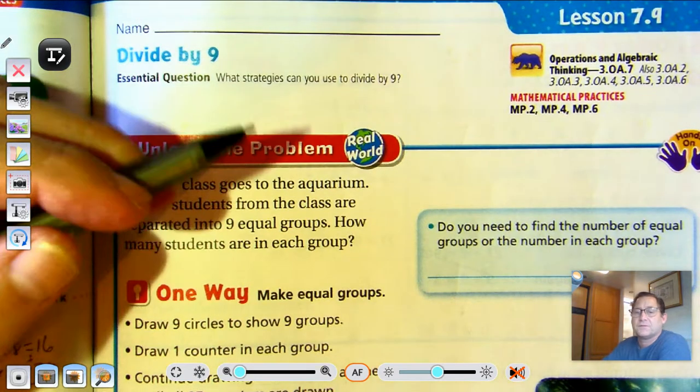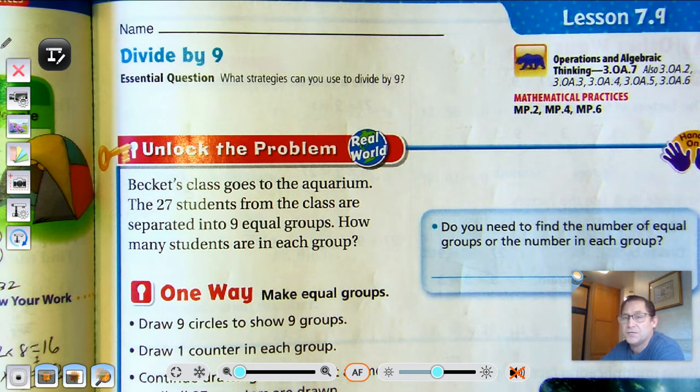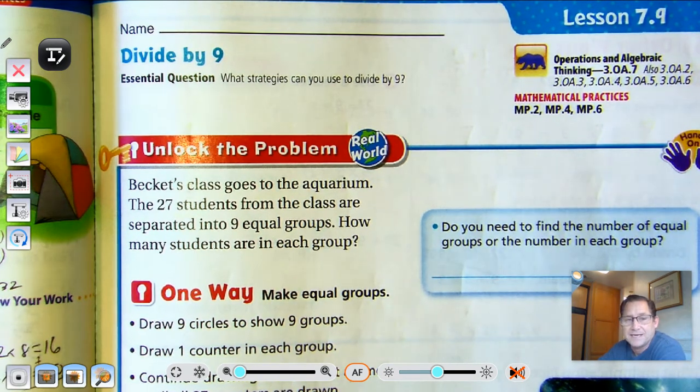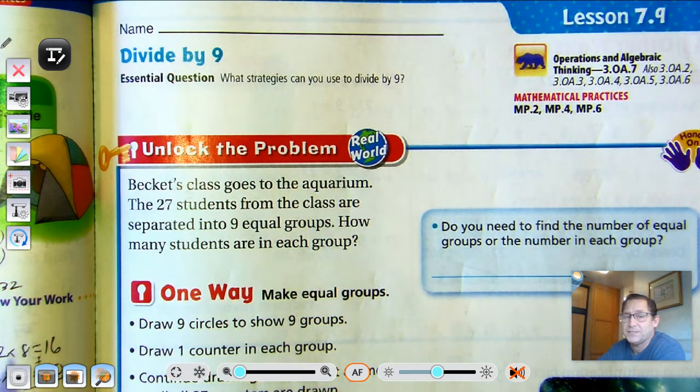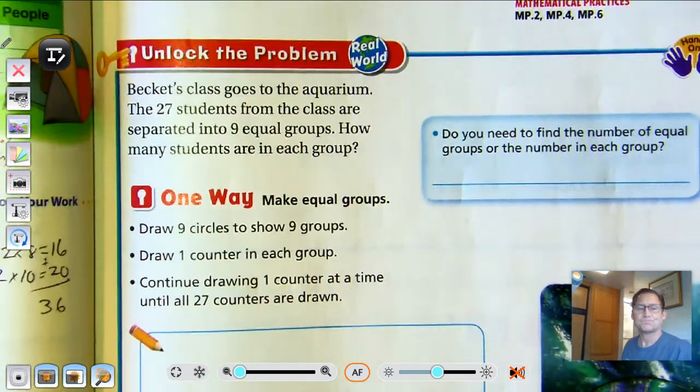Hello, everybody. So today we're going to continue with Chapter 7. We're on Lesson 7.9, Divide by 9, and we're on page 299 of the third grade textbook. Our essential question, as it has been in every lesson in this chapter, is what strategies can you use to divide by 9? So let's unlock the problem.